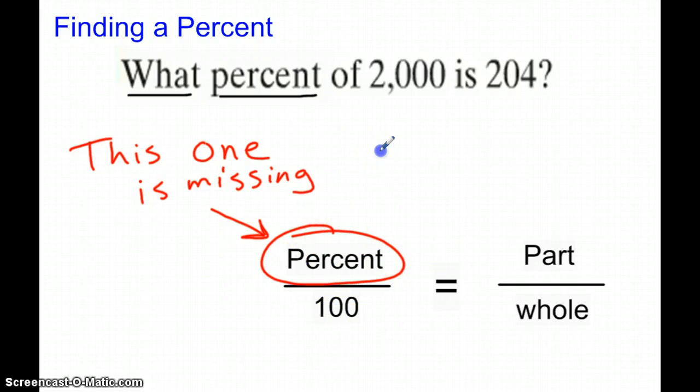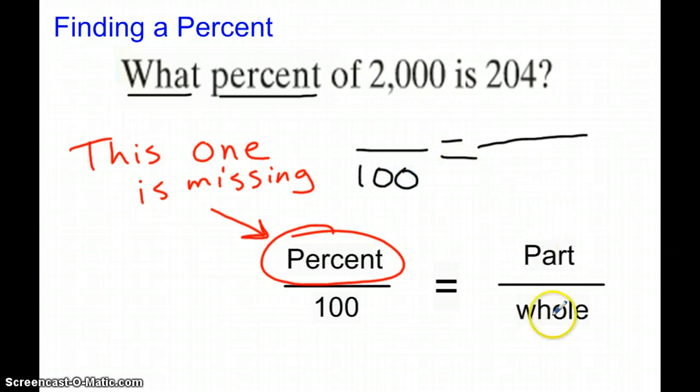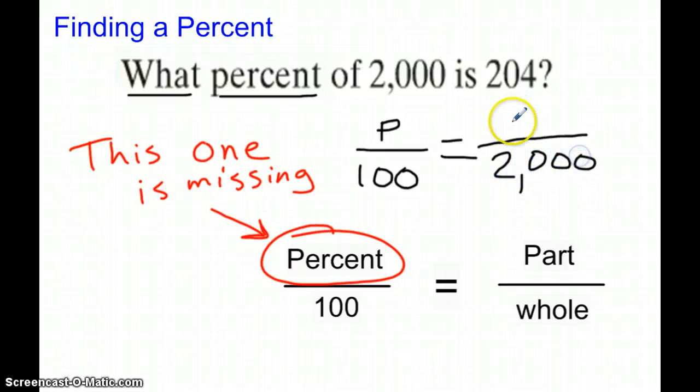So we have our proportion here. We're always going to have 100. Sorry for the sloppy writing with the mouse. Our percent is missing, so we're just going to put P in for percent. That's what we're trying to find. What percent of 2,000? 2,000 would be our whole, so it goes on the bottom. 2,000 goes right here, and 204 goes on top. Obviously we have to solve for P here.